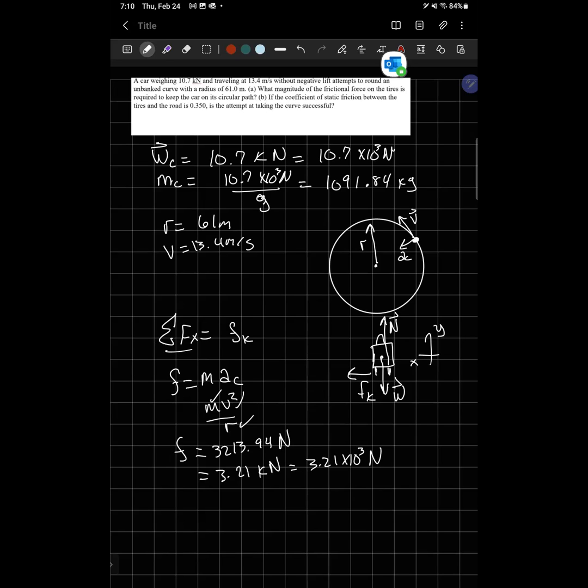The next part asks about the coefficient of static friction, well, I guess it would be static. That makes sense.